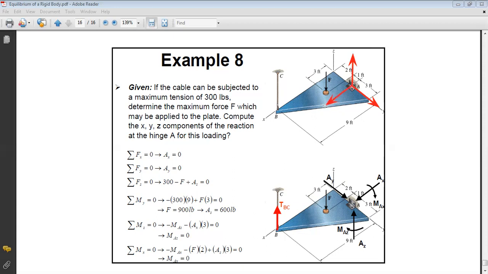So we have a couple moment along X, a couple moment along Z, but we don't have a couple moment along Y, because we can rotate about Y only. Okay, so I will put, I have a moment about Z.